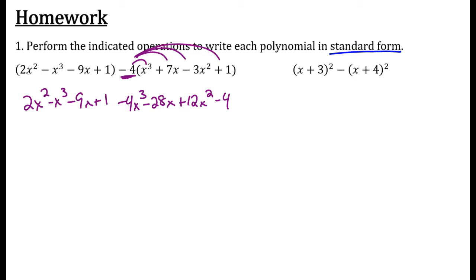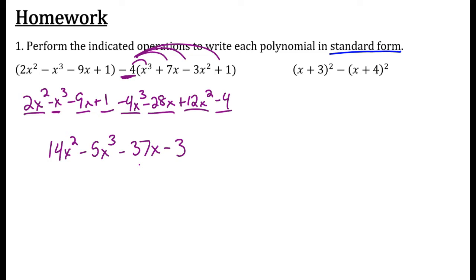And now we combine our like terms. When we add and subtract, we don't touch the exponents. We only deal with the coefficients. So I've got 2x squareds here, 12 of them here. That gives me 14x squared. I've got a negative x cubed and a negative 4x cubed. That gives me negative 5 of them, so I have negative 5x cubed. Negative 9x minus 28x gives me negative 37x. Yes, I can subtract. And finally, 1 minus 4, last time I checked, was negative 3.